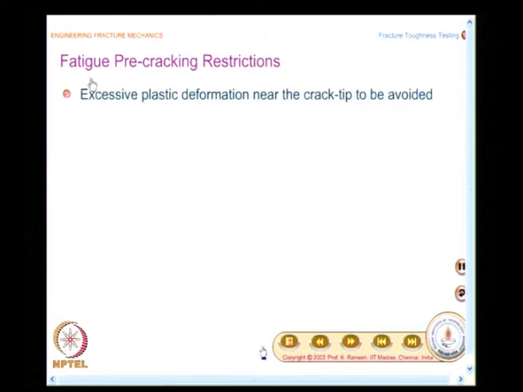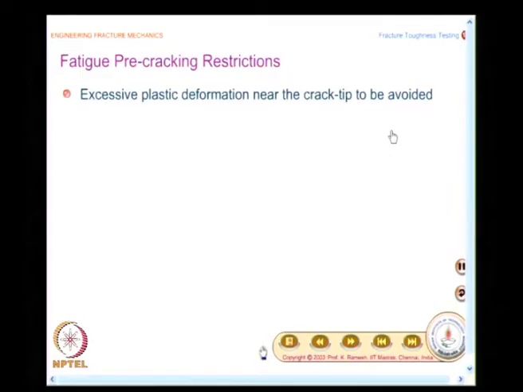And in order to get the fatigue pre-crack, there are restrictions how the loading should be applied. The focus is excessive plastic deformation near the crack tip is to be avoided, because you are wanting to do plane strain fracture toughness, where the plastic zone is very small. So, inadvertently you should not introduce plastic zone by wrongly performing the pre-cracking procedure.